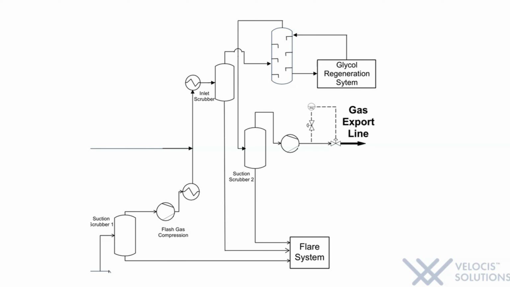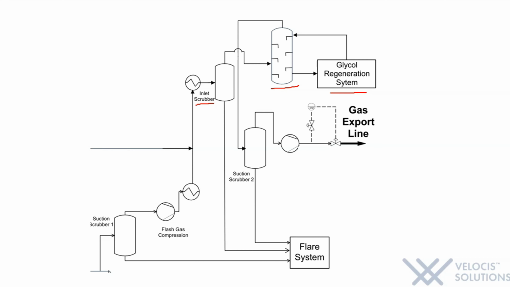These are removed in the inlet scrubber of the glycol contactor, where the components which cause the formation of hydrates are separated from the mixture with the help of glycols. This system takes advantage of the glycol regeneration system, where the glycol mixture used in the system is regenerated.